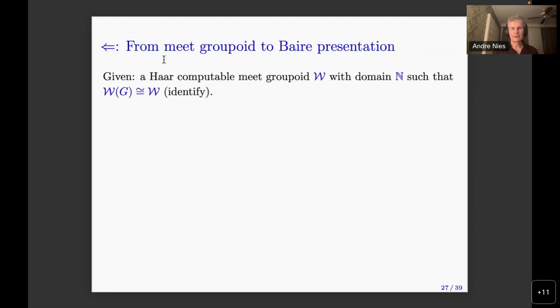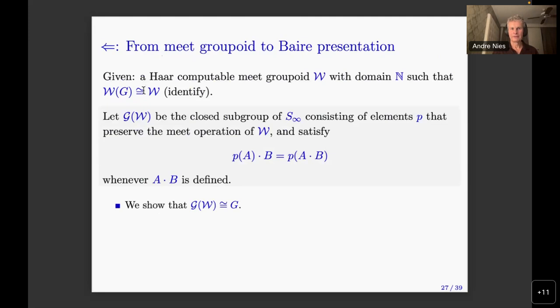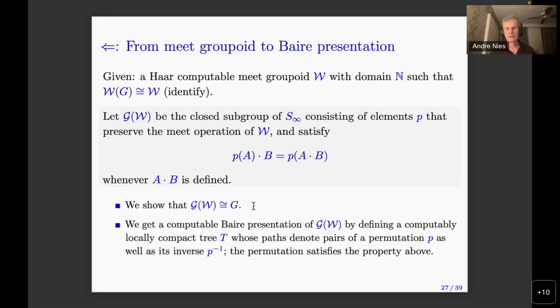So briefly, how we proved this: given the meet group point, rather a hard computable copy of the meet group point, which I will just identify with W of G, the inverse operation takes the left automorphisms of W. So it takes all the permutations p of N, which I think of as the domain of the meet group point, that have this property: p of A times B is equal to p of A times B, with defined equivalent on both sides. So it's the automorphisms when I fix B, where I make the product a partial unary operation. So this group is isomorphic to G and we actually get a computable bare presentation out of this.